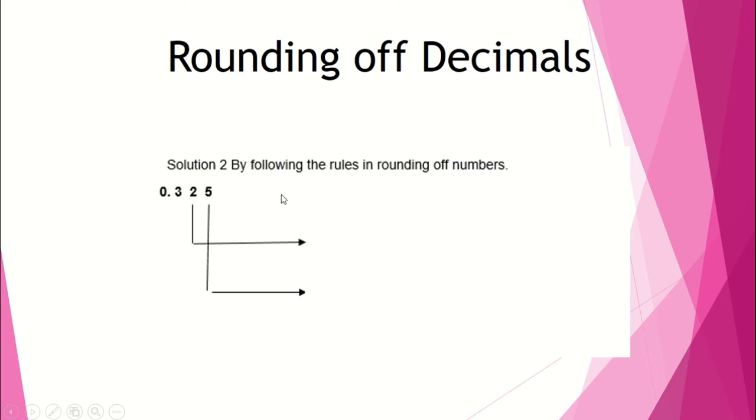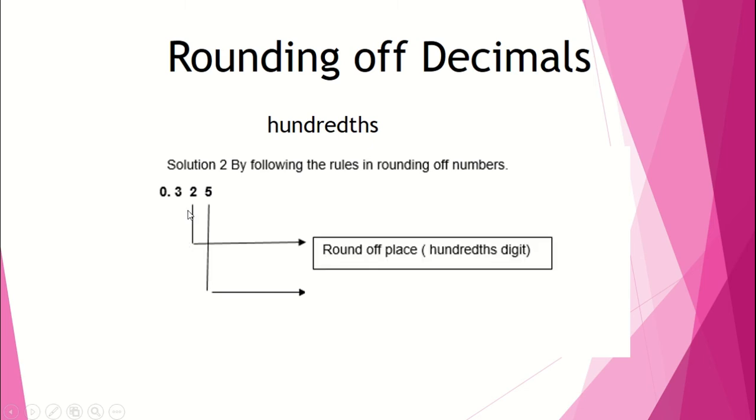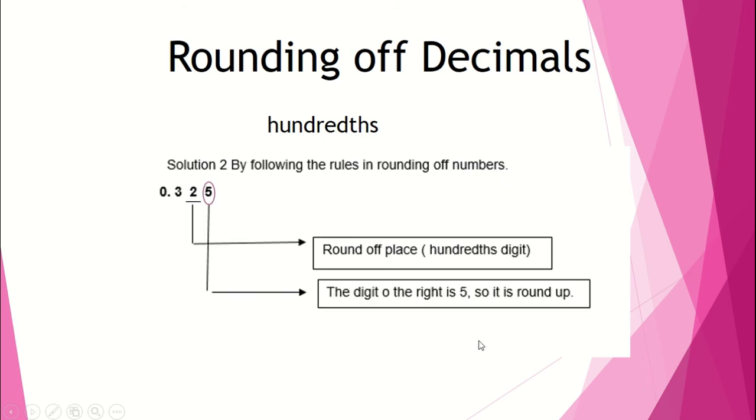So, let's start with rounding off decimals. We have this number. This is 325 thousandths. So, you're going to round this to the nearest hundredths. Alin ba dito yung hundredths place? So, 2 is the hundredths place. This is our rounding off place. So, what is the number at the right? 5. So, it is round up. When you say round up, you're just going to add 1.